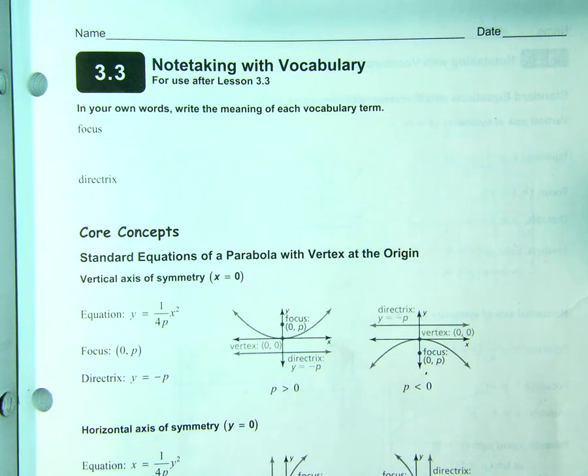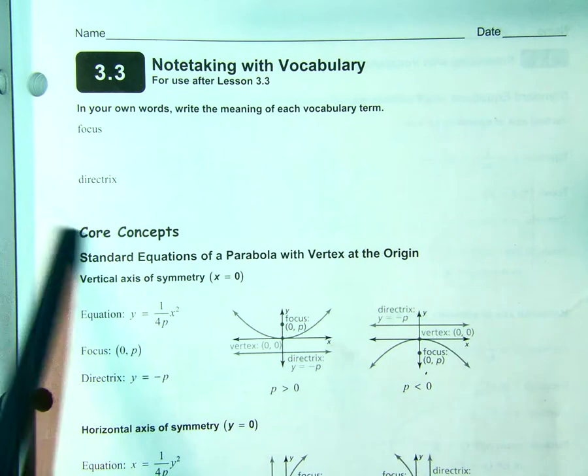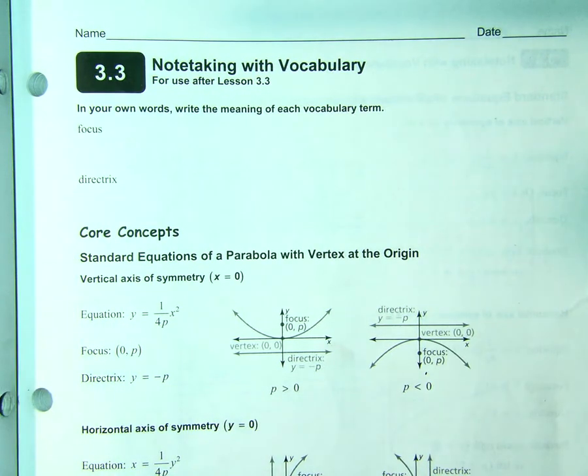Alright, so for your warm-up, I asked you guys to define focus and directrix. Okay, so who could tell me how they define focus? The interior of the parabola lies on the axis of symmetry. Okay, good. So you have two things that I wanted.